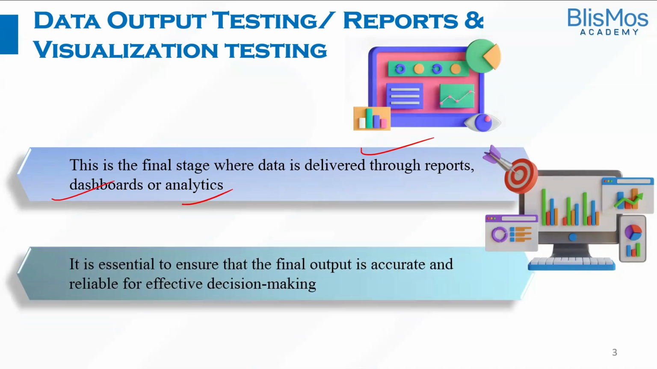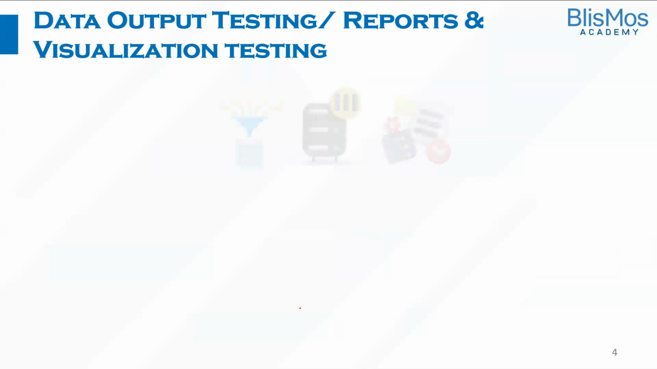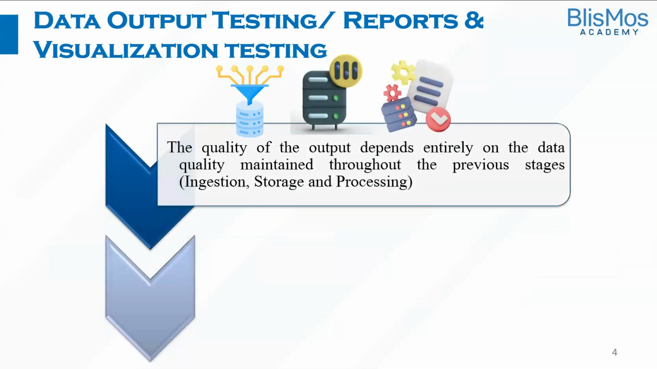In case, as a developer, as a tester, if we have done anything wrong in the previous stages, then it is essential to ensure that the final output is accurate and reliable for effective decision making. So this is the final stage.